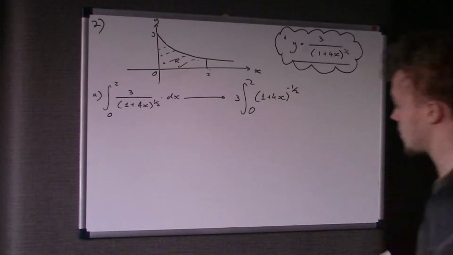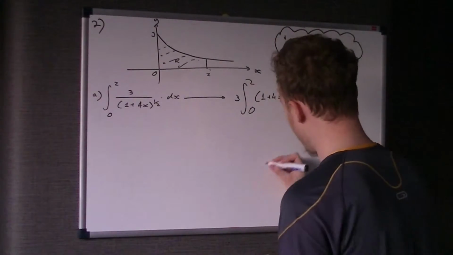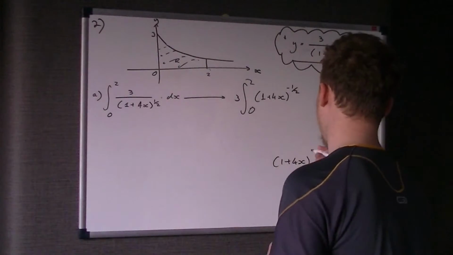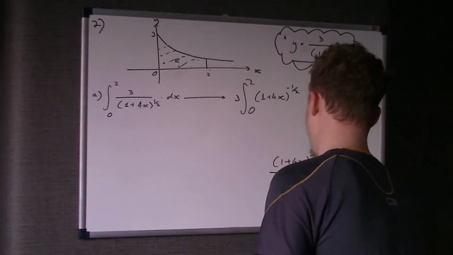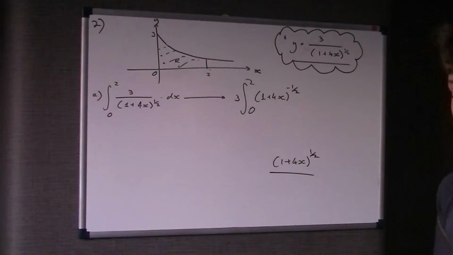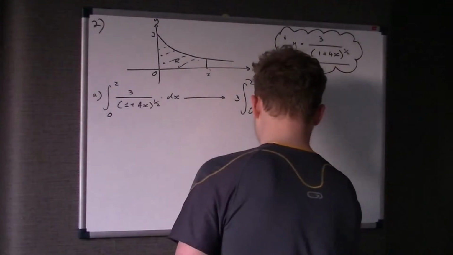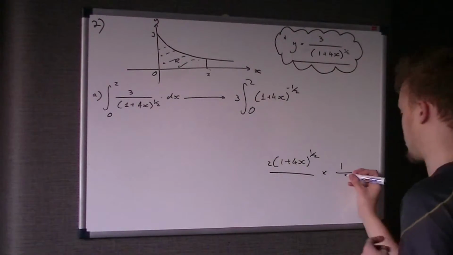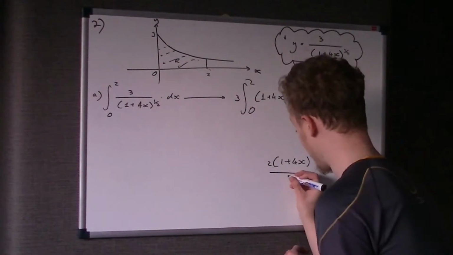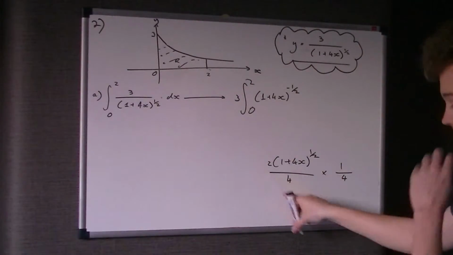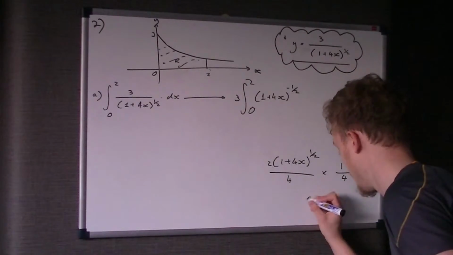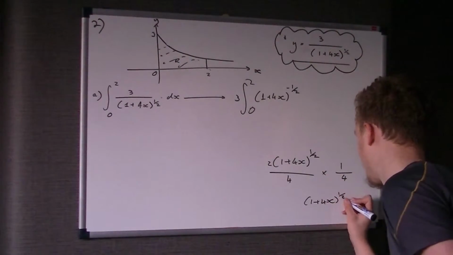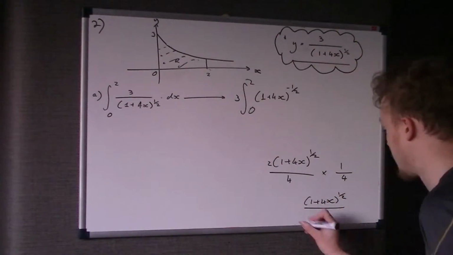Alright, so if we integrate this on its own, we raise the power, so (1 plus 4x) to the power now of a half, what it was on the bottom, over a half. But dividing by a half is the same as times by 2, and then we times that by 1 over the differential, which is 4. Because of the 2 and the 4, we cancel that down to (1 plus 4x) to the power of a half over 2, and that is your integral.